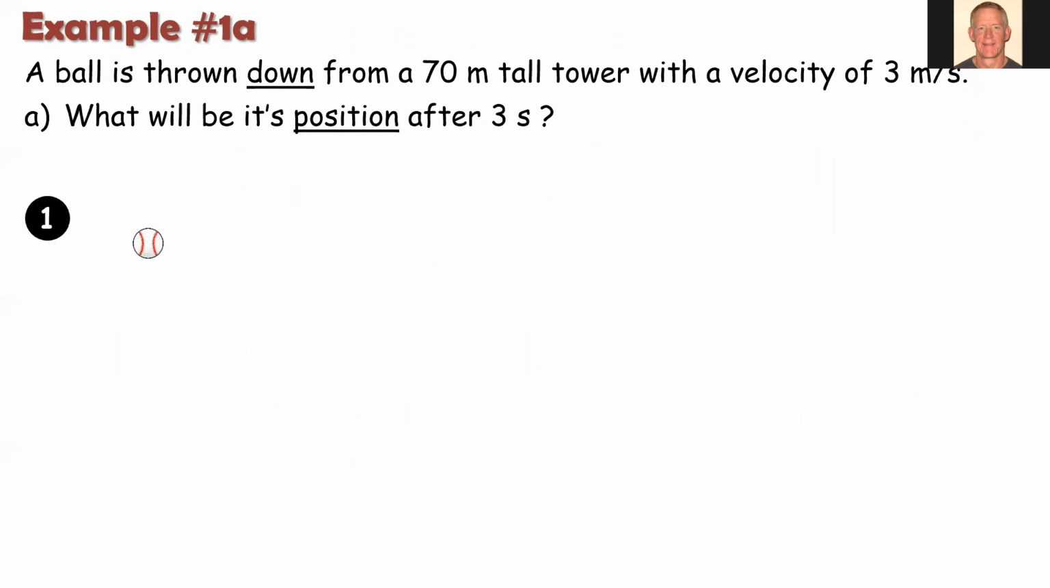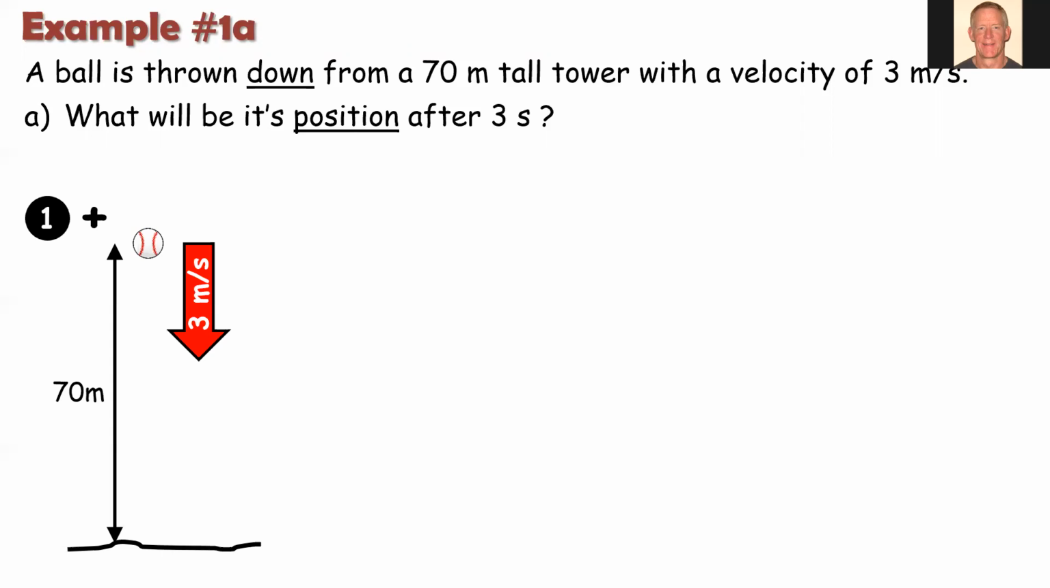All right, so first is to draw a picture. So here's our ball falling at 3 meters per second, and we're releasing it from a 70-meter tall tower. And notice I put a little plus sign up here, so that reminds me that the up direction is going to be considered positive, the down direction negative. So what do we know?